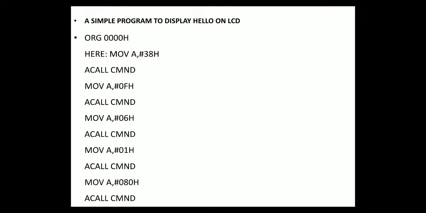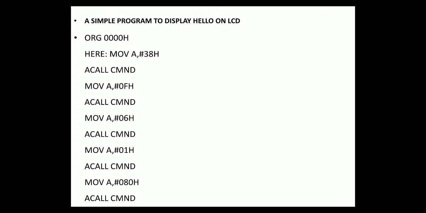So I write a program: ORG 000H, initialization. Now the first line itself is a command. By this time you should be perfect about the commands you listed in the previous video lecture series. If you know the commands, understand what this particular program is going to do for us. First one, MOV A,#38H. What will this do for us? This will create a 2-line matrix, 8-bit data initialization.